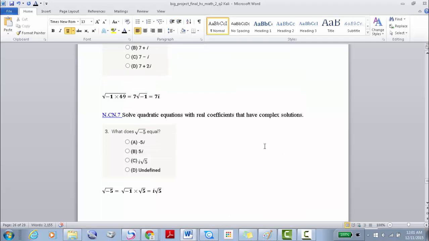The last standard is NCN7. In this standard, we solve quadratic equations with real coefficients that have complex solutions. So the question I chose is the square root of -5. It's basically the same idea. It cannot be solved on its own, so we replace the negative with -1, and the answer will be i times the square root of 5.